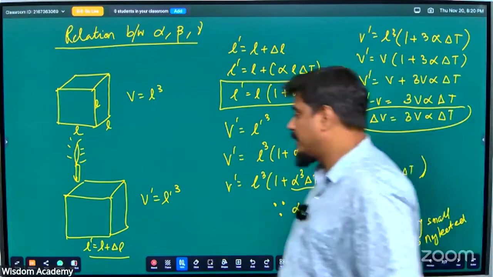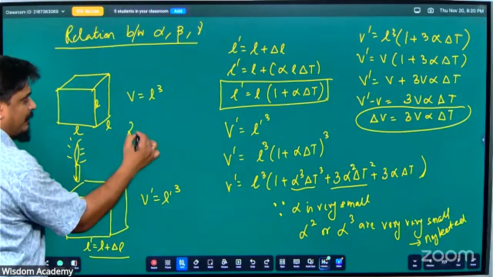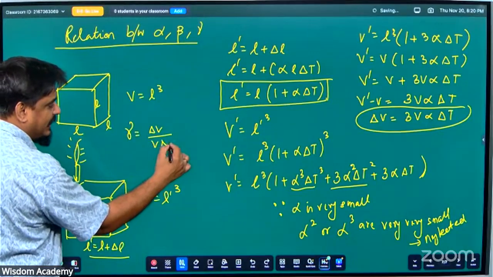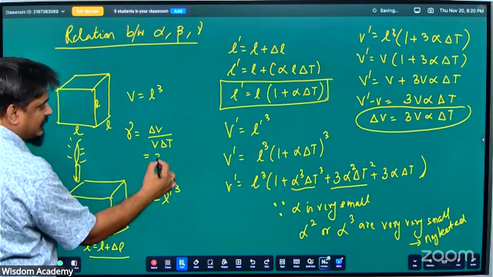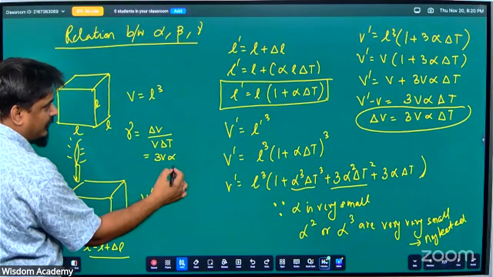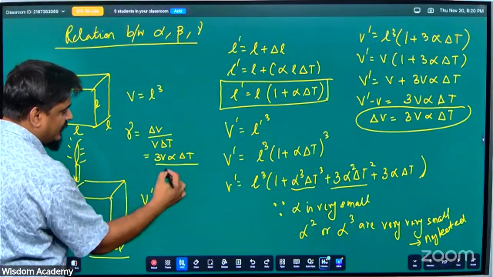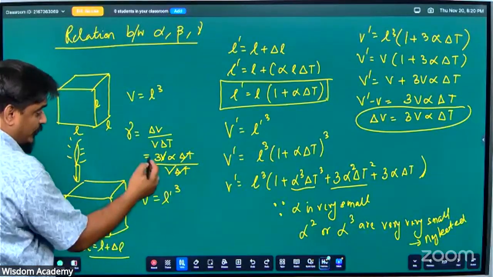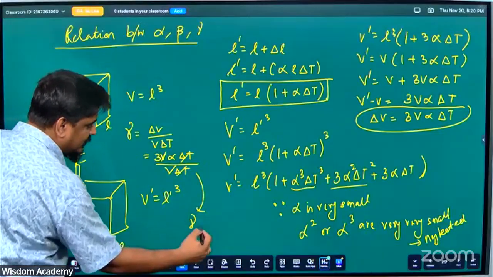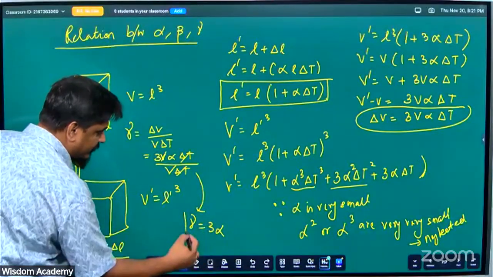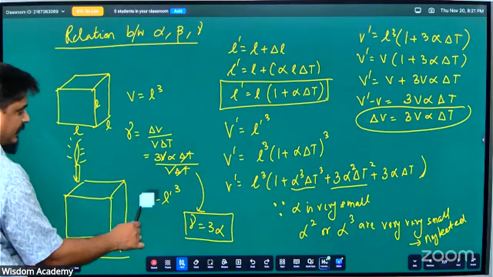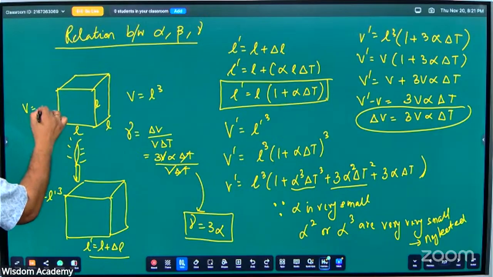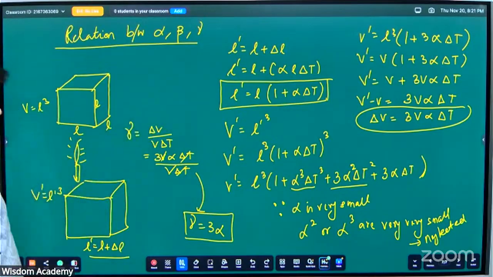Why have I found this? Because I'm going to find gamma. Gamma is equal to delta V by V delta T. Now what is delta V? Check from there: 3V alpha delta T by V delta T. V delta T gets cancelled. I'm going to get from here gamma is equal to 3 times alpha. Is it clear to you? I hope it is clear to you.